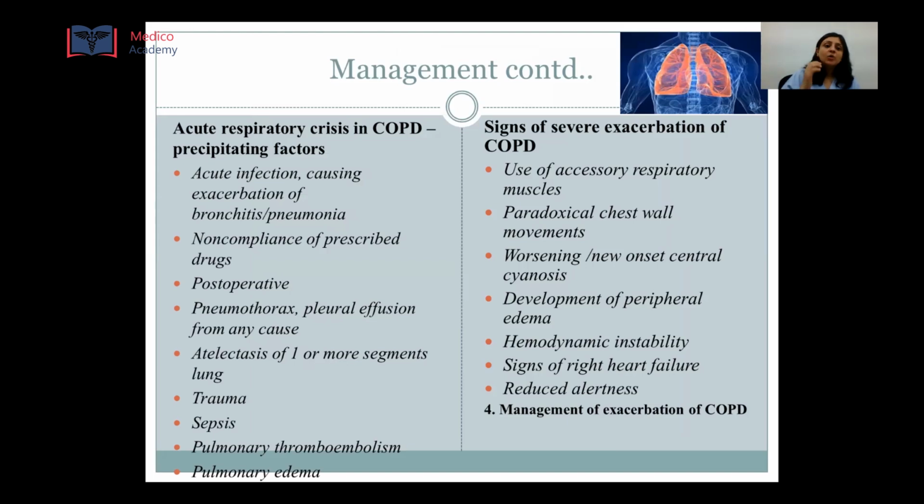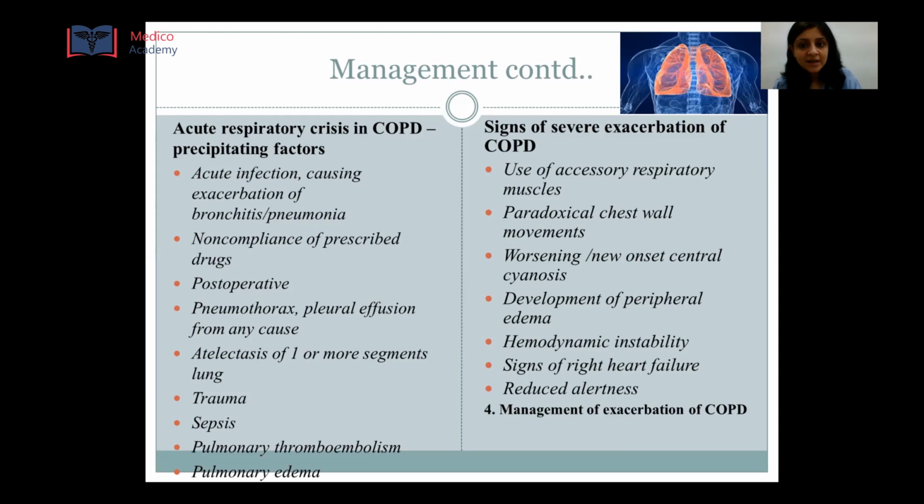So, in a COPD patient, what are the precipitating factors for leading to the exacerbation? When can a patient land in an exacerbation? He can land in an exacerbation if there is an acute infection, non-compliance of the prescribed drug, the post-operative phase, very important for us. If pneumothorax or pleural effusion from any other cause develops, atelectasis, again post-operatively, trauma, sepsis, pulmonary thromboembolism, pulmonary edema. All these can take the patient into the exacerbation phase.